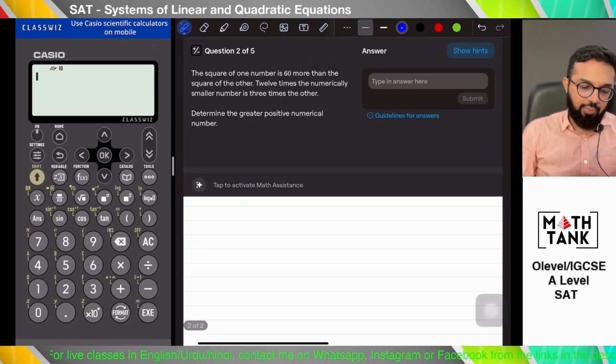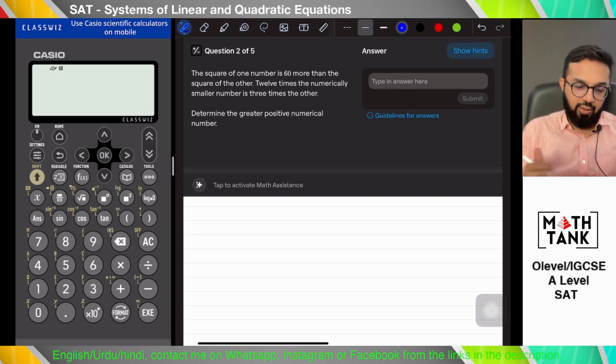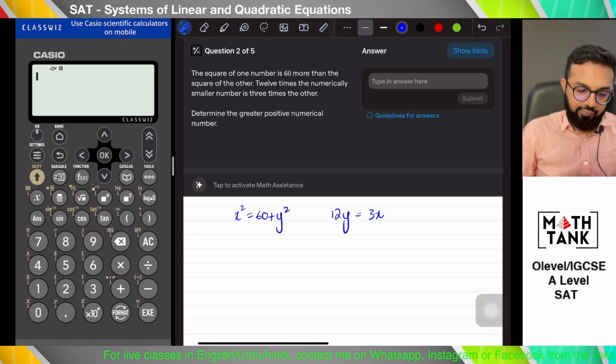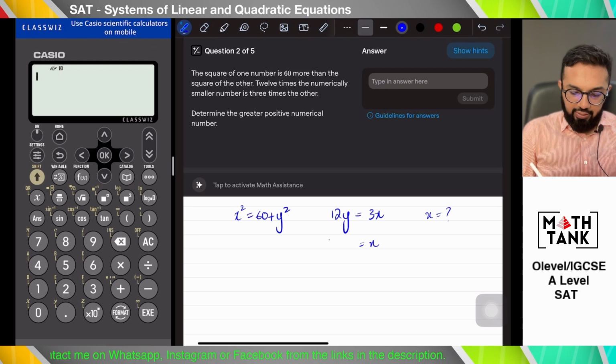The square of one number is 60 more than the square of the other. 12 times the numerically smaller number, so y should be the numerically smaller number, is 3 times the other. Determine the greater positive numerical number. I'm asking you for the value of x. So x is basically 12y divided by 3, which is 4y.